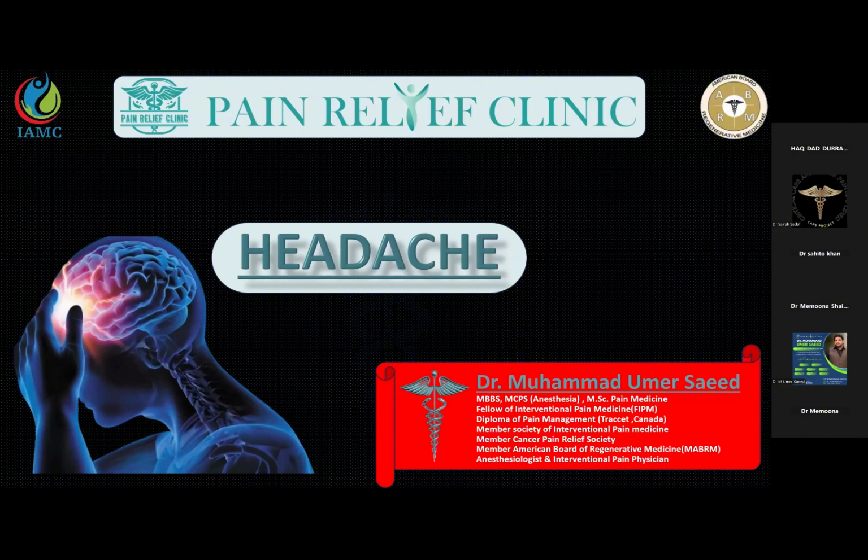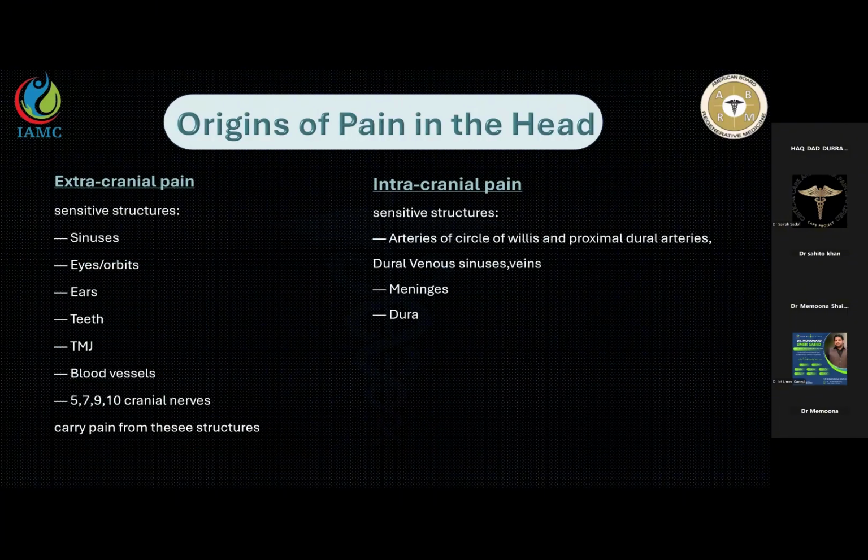What is the origin of pain in the head? There can be extracranial headache, and then it can be intracranial headache. Extracranial headache includes sinus, eye, ear, teeth, EMGs, blood vessels. These all structures can cause headache. So these are included in the extracranial pain, and if there is an intracranial pain, then it can include meninges, dura, or arteries, or the circle of Willis, and all that. So these are the basic knowledge. So I just go swiftly with this.